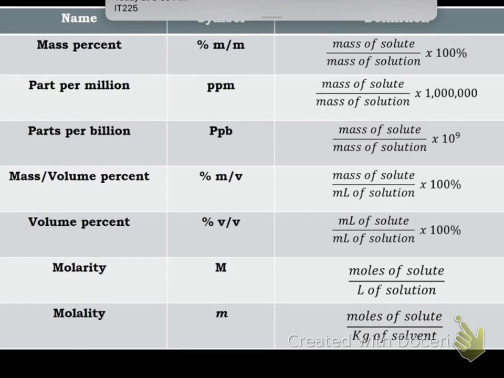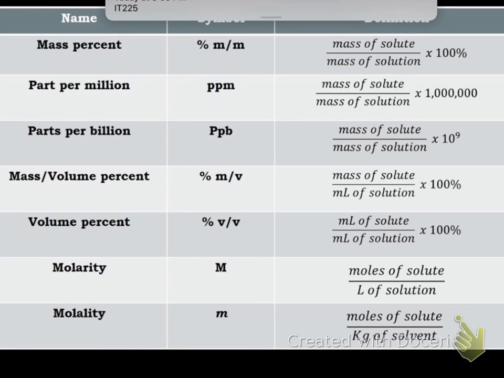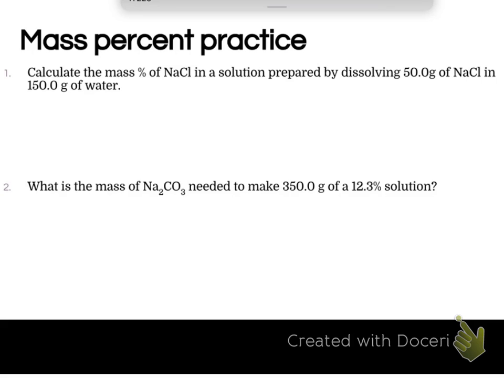Okay, so this formula sheet will be given to you for the test. It summarizes all the different concentration calculations that we have to do in this chapter. We're going to practice each one of these kind of in order here. So mass percent, the formula for that is the first one. It's the mass of solute divided by the mass of solution times 100%.